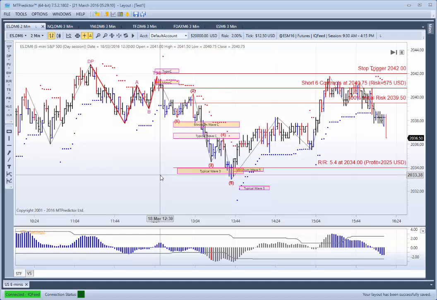So hopefully this has been a good example to show you all how we use MTPredictor. Remember, we're not looking to trade all the trade setups. We're not looking at this as a black box system that you blindly follow. We're looking for it to identify particular patterns on the higher time frame chart, and then look to the shorter time frame chart when the picture is clear to be able to identify good trade setups.